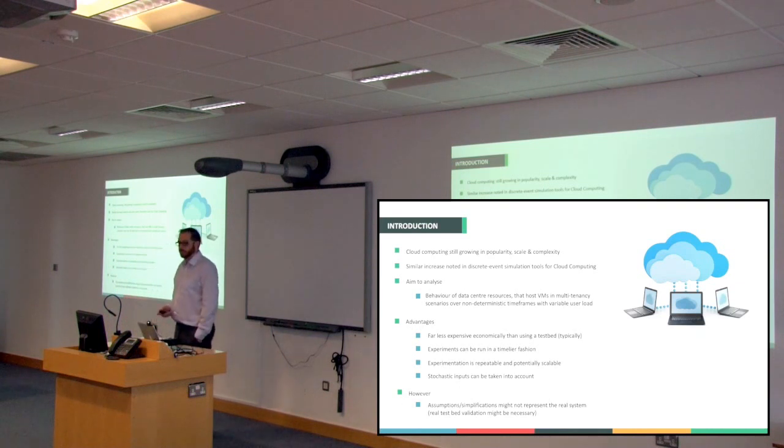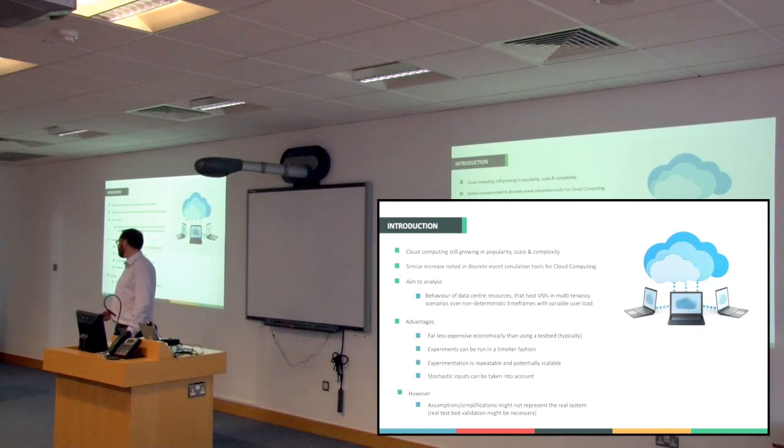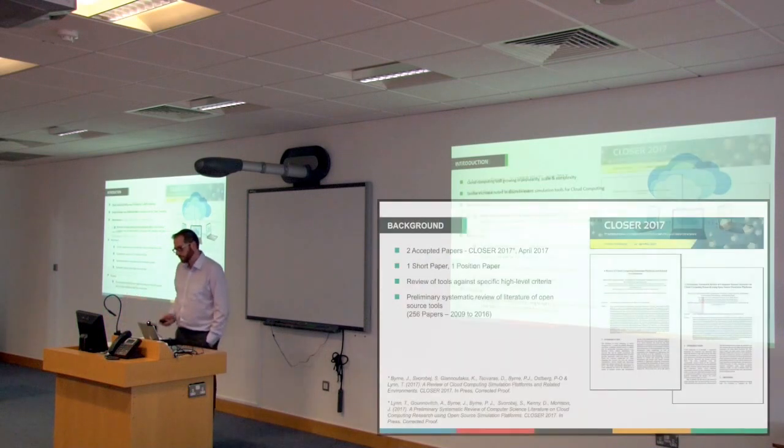However, assumptions and simplifications might not represent a real system, so real testbed validation might be necessary. So you might want to validate against a real testbed or a real system before performing any experiment. So that's just a very high-level introduction.